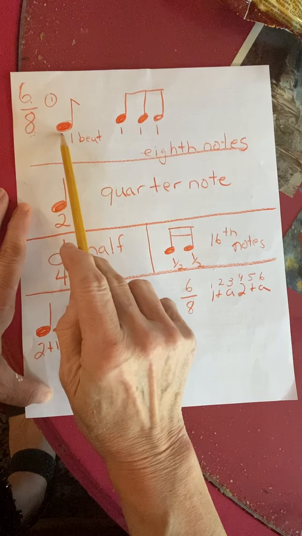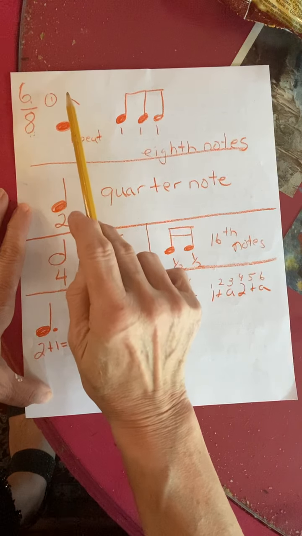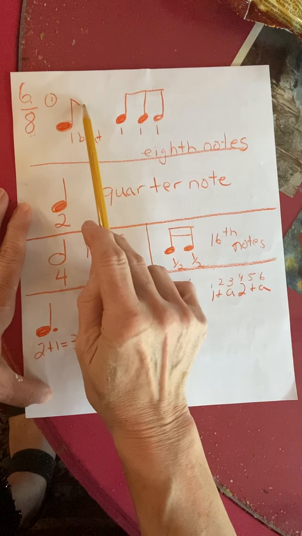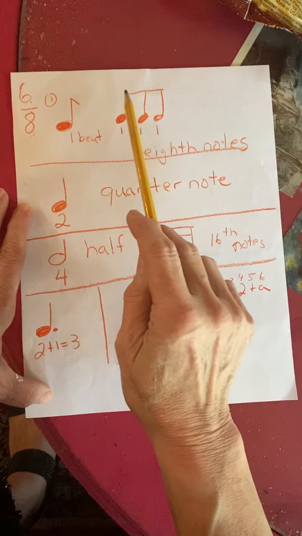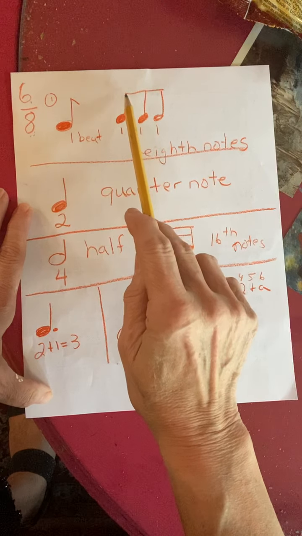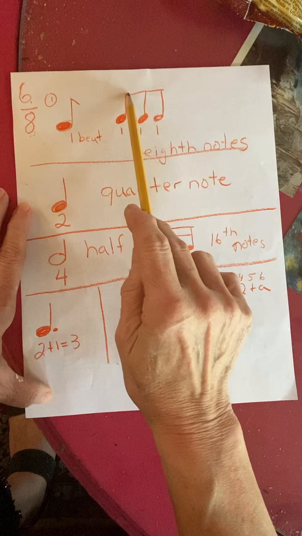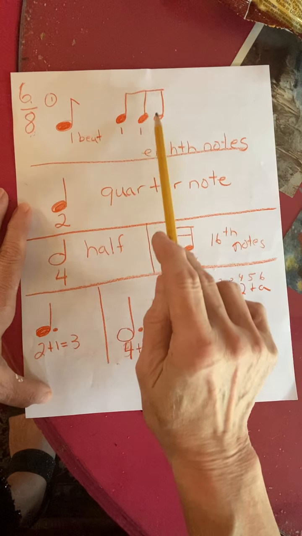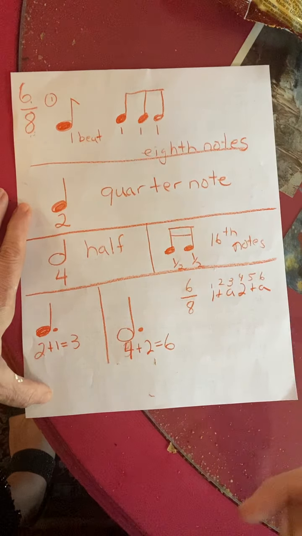So here's a picture of an eighth note. An eighth note has a flag on it. This is the stem. This is the flag. Here you see a picture of 3 eighth notes together, very common in 6/8 time. Each one of those notes has a stem and a flag. They're sharing the flag, but they all have one. Every one of those kinds of notes gets one beat.